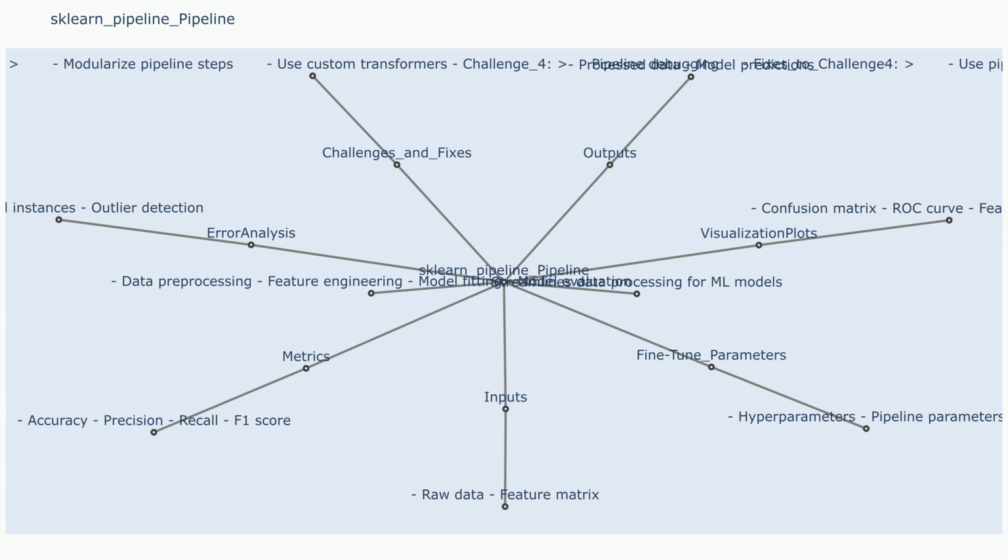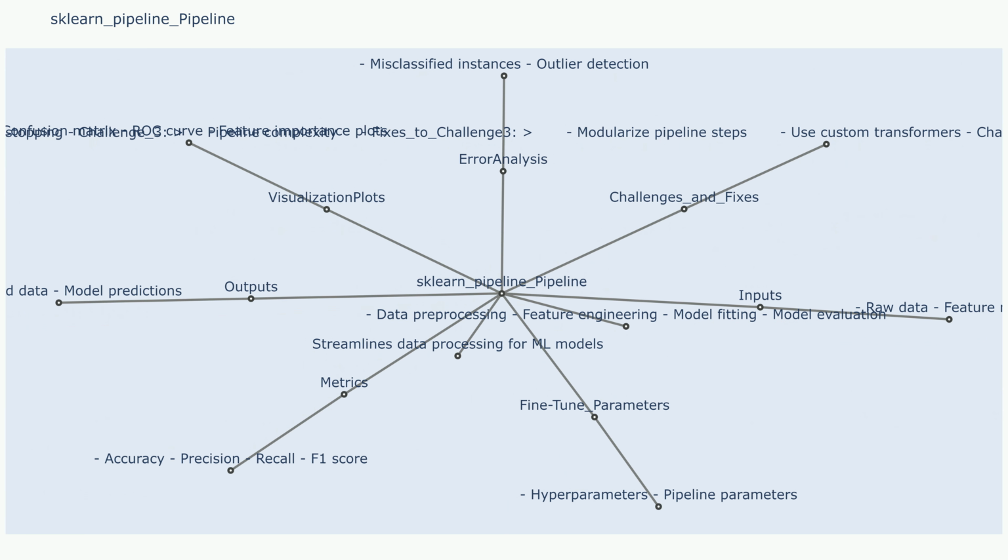Outputs. Transformed data. If the pipeline includes transformers, the output will be the transformed data after passing through all the transformers. Model: if the pipeline contains a model as the final step, the output will be the trained model. Predictions: if you call the predict method on the pipeline, it will return predictions based on the trained model.